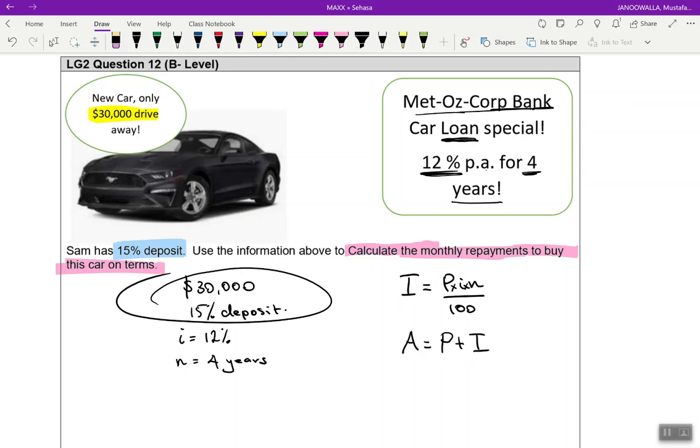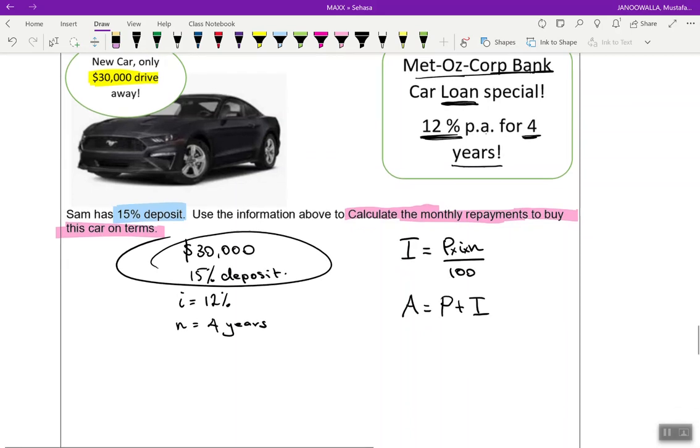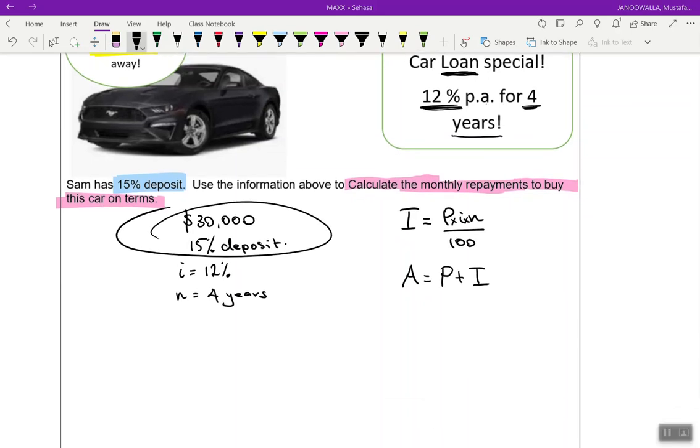So we have a few steps to go. First thing first, what I've circled, we need to get that deposit. To get the principal, we need to know how much he's already got as a deposit, as he's paid off for that car. So 15% of 30,000, so we'll go 15 over 100 times 30,000 to find out how much money Sam has saved up for this car. And that's 4,500. That's the deposit.